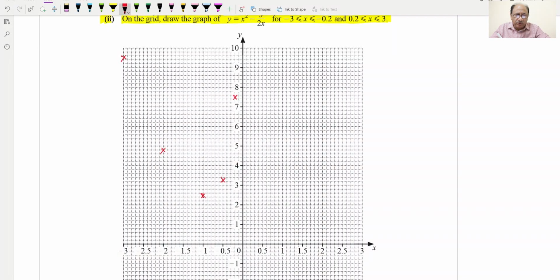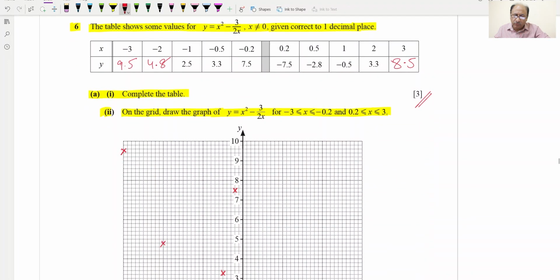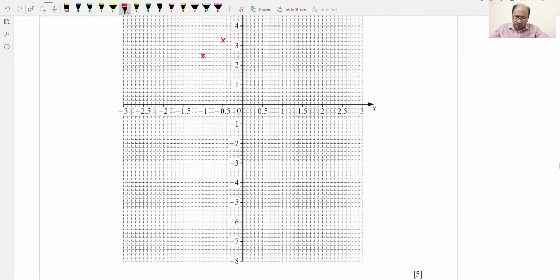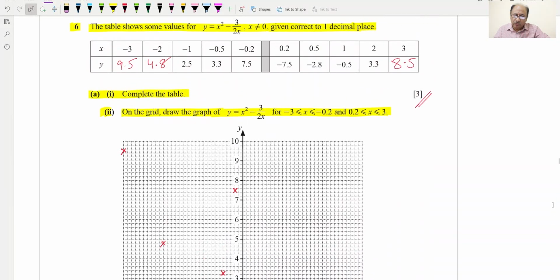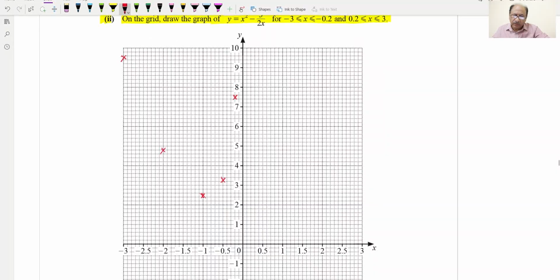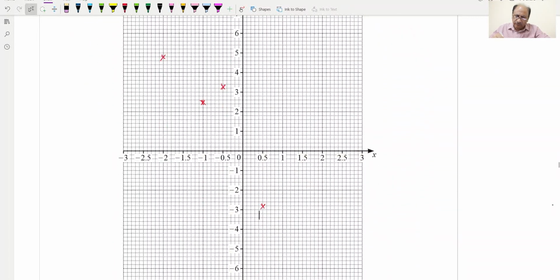We have indicated all the points on the negative side of the values of x. Now the positive side of x, so 0.2 and minus 7.5. 0.2 and minus 7.5 will be this one, and the second value is 0.5 and minus 2.8. Minus 2.8 will be this value, and 1 and minus 0.5.